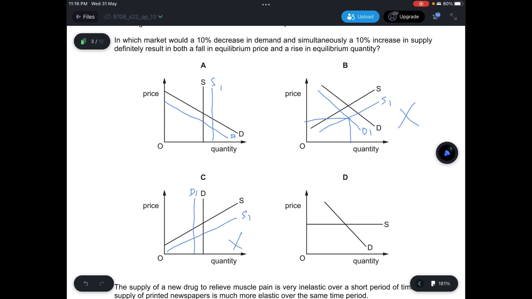And D, a 10% decrease in demand, so demand curve shifts to left, and then a 10% increase in supply curve shifts to right. There's a decrease in price and a decrease in quantity. So answer is A.